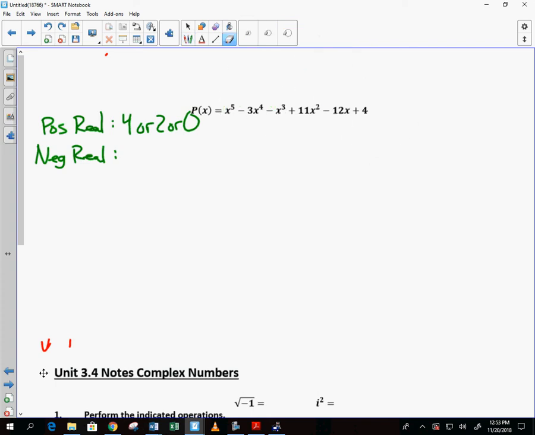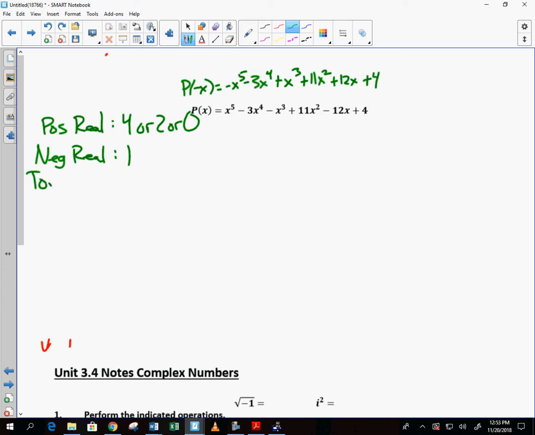Well, I've got to do P of negative x then, don't I? That's complicated. Let's see. It's going to be negative x to the fifth, minus 3x to the fourth, plus x cubed, plus 11x squared, plus 12x, plus 4. All right, how many sign changes do you have there? One. So how many total real are you going to have? Very good. You guys are smart. Five or three or one.